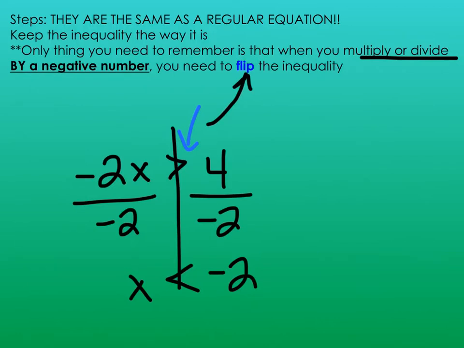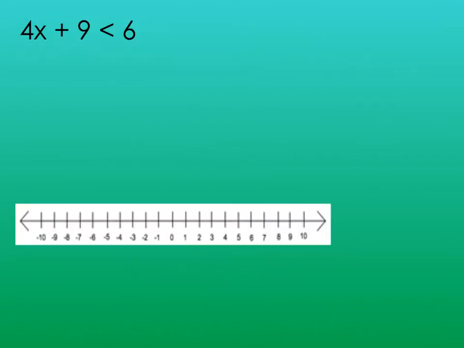Let's try a couple more intense examples. 4x plus 9 is less than 6. Again, start by just ignoring that. Pretend like it's an equal sign, just like you're solving an equation. Then, if this was the equation 4x plus 9 equals 6, we would subtract 9 from both sides. That would give us 4x. And then over here, I would have negative 3. I would divide both sides by 4. And I have x is less than negative 3/4.